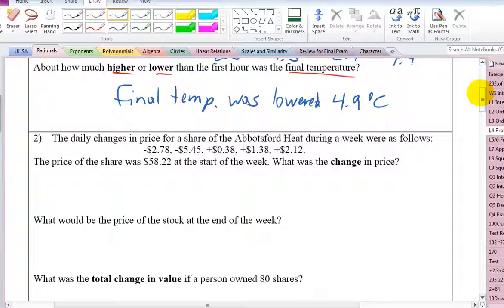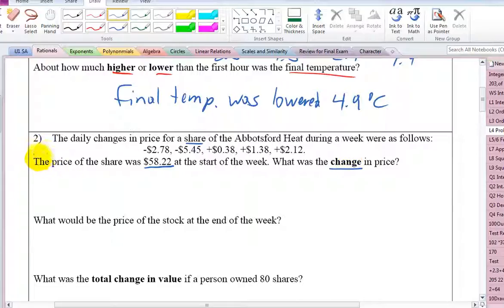Okay, so number 2, very similar. We're talking about shares in a company. So what they do is you have a share price, which is $58.22. But each day they list the change overall. So on Monday, did the price go up or down? Down. Tuesday? Down. Wednesday? Up. Thursday? Friday? So what we want to know is what was the overall change at the end of the week.